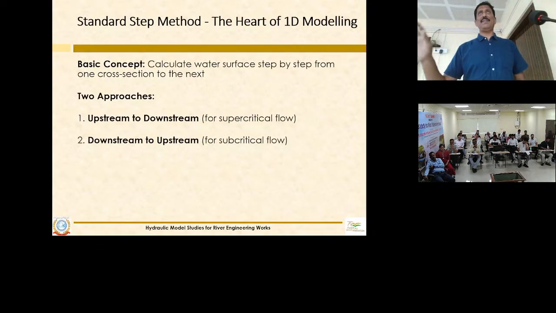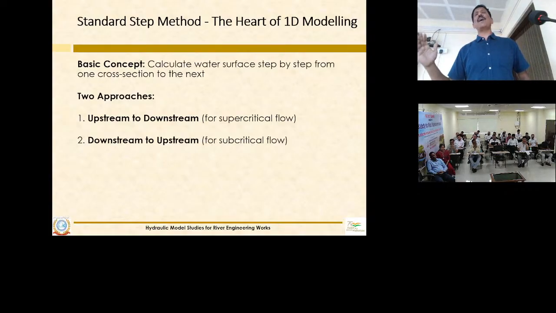Basic concepts: the standard step method, that is the heart of 1D numerical modeling. Basically what we are saying is you are assuming a water depth at a particular section and computing the water surface at other sections as you move upstream or downstream. Suppose the flow is supercritical, we have to assume the depth on the upstream, and then compute downstream. Why upstream and why downstream? Those are the basic questions that should come into your mind.